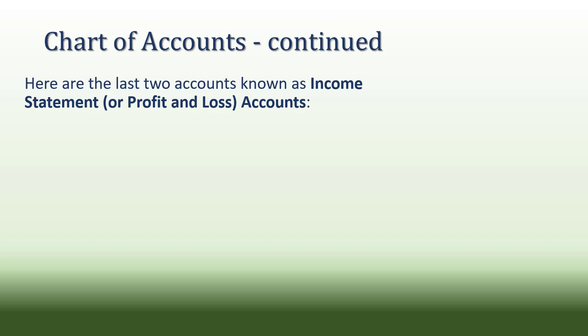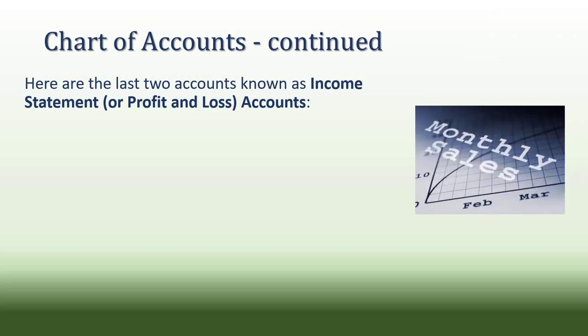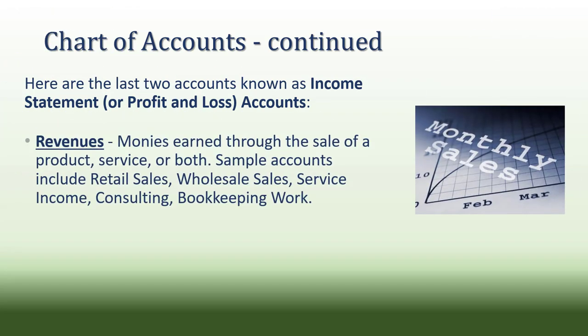Now the second set of accounts is known as the income statement or the profit and loss accounts. Those are revenues, which are monies earned through the sale of a product, service, or both. Sample accounts include retail sales, wholesale sales, sales income, consulting, bookkeeping work. And you can get as granular on your revenue streams as you need to in order to get a good picture as to what is making money, what is losing money, and that type of thing.